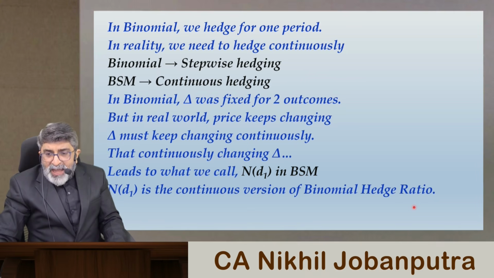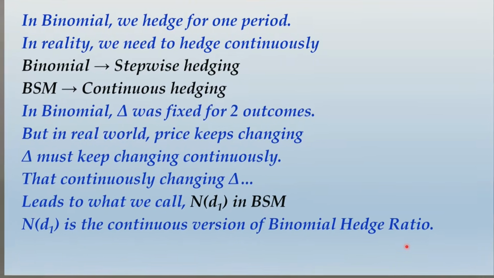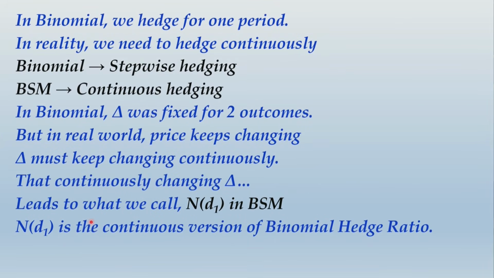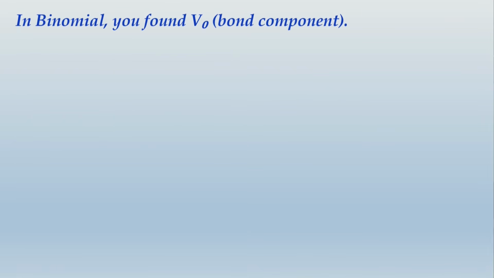What we were calling as delta, let me just expand the screen size for you. What we were calling as delta, correct? Now it is the continuous version of that binomial hedge ratio that was delta. So what we were using as delta in the binomial model will now be treated as N of d1 in the Black-Scholes-Merton model. Once you take note of this, we will move ahead.